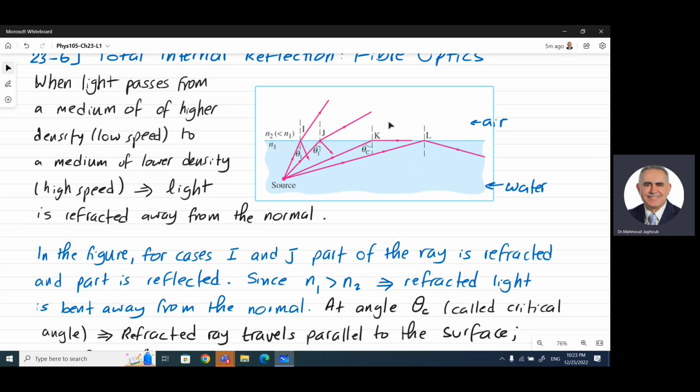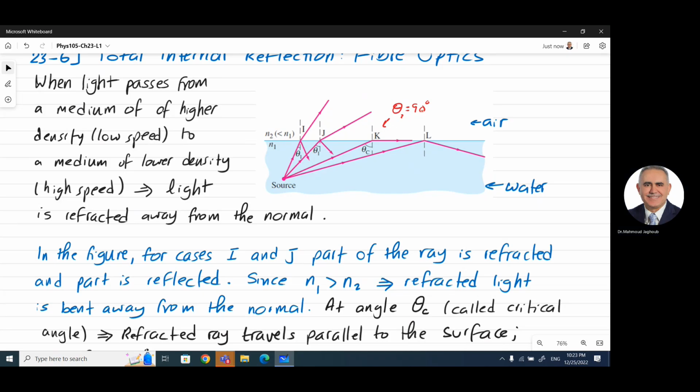In other words, here theta 2, the angle of refraction, equals 90 degrees. So there will be an angle such that if light is incident at this angle, the angle of incidence equals theta c, the angle of refraction will be equal to 90 degrees. But what happens if you even increase this angle here, where theta 1 is greater than theta c?